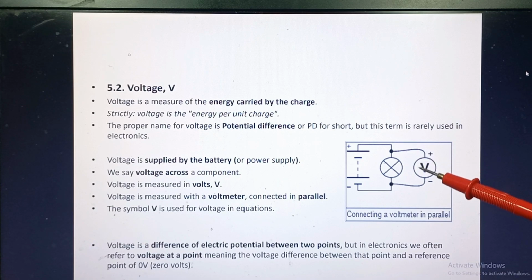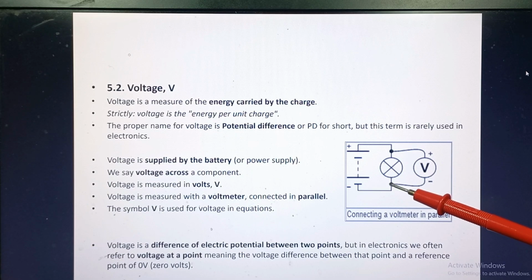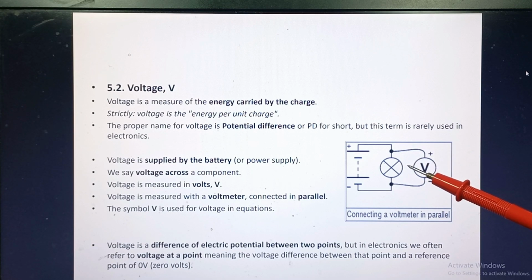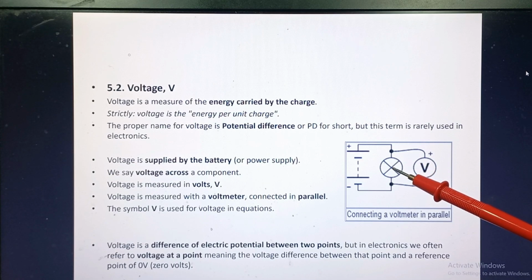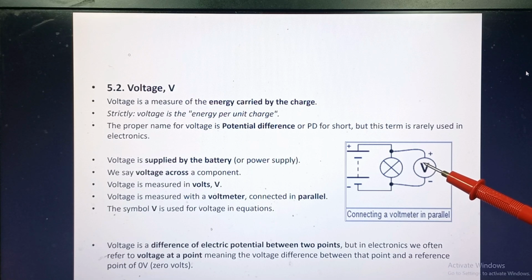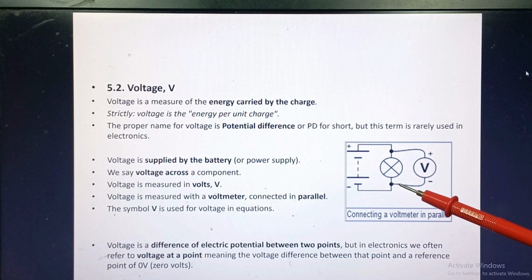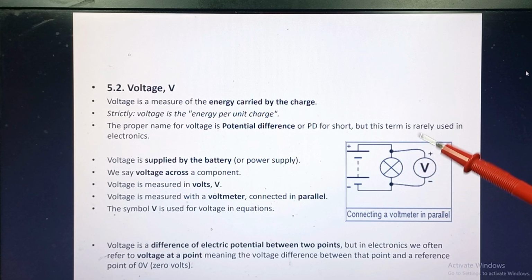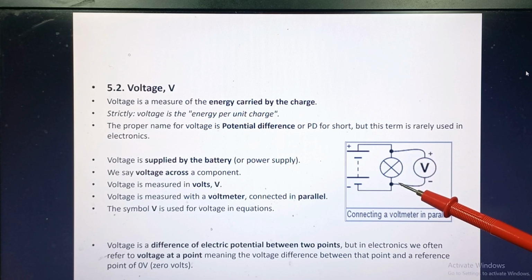Whenever you want to measure the voltage with the help of your digital multimeter, you will have to connect the probes of your digital multimeter across the load, because you want to measure the voltage across this lamp, which is your load. So you will have to connect your digital voltmeter or your digital multimeter across this load. The probes of your digital multimeter will be connected like this one showing in this diagram.